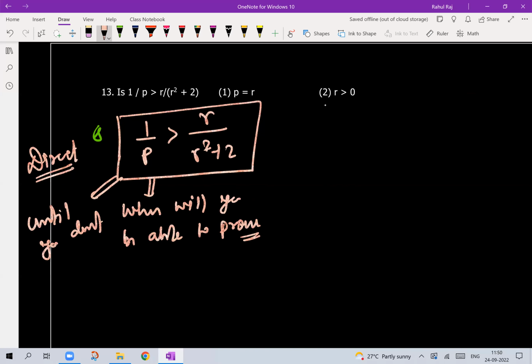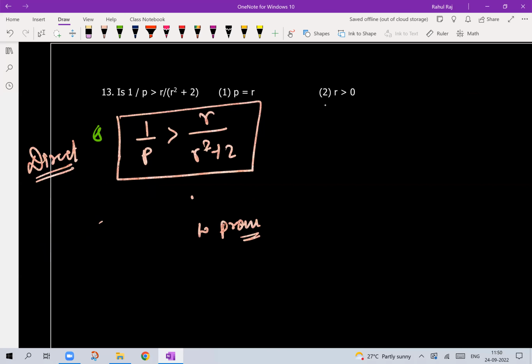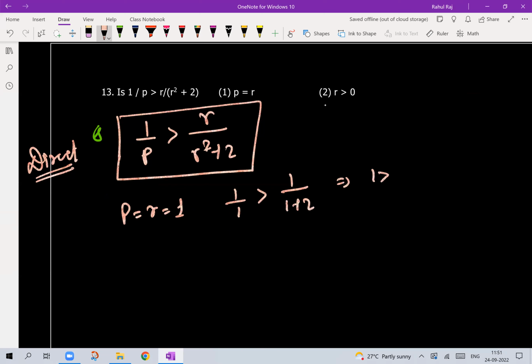Now, if this is the understanding, then this question will not take 2 seconds for you to be done. Option number 1 says what? p is equal to r. I don't know the value. Let's check. Imagine p is equal to r is equal to 1. What do I get? 1 by 1 greater than 1 by 1 plus 2. That is 1 is greater than 1 by 3. I have a yes situation.